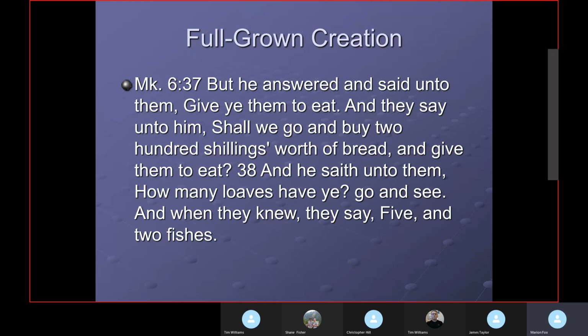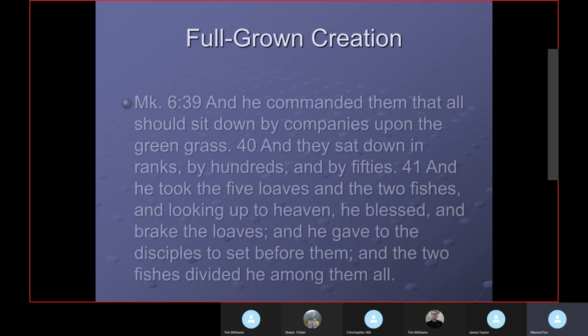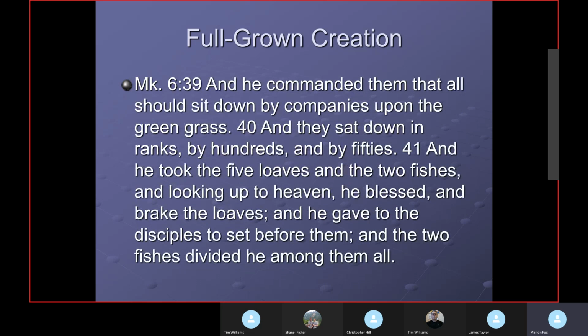And he said unto them, How many loaves have ye? Go and see. When they knew, they said, five and two fishes. So they checked it out, and they had five loaves and two fishes, two fish, we'd say. And he commanded them that all should sit down by companies upon the green grass. And they sat down in ranks by hundreds and by fifties.